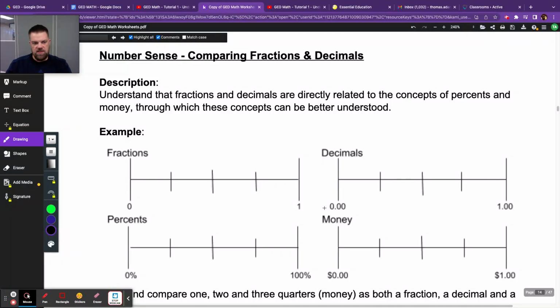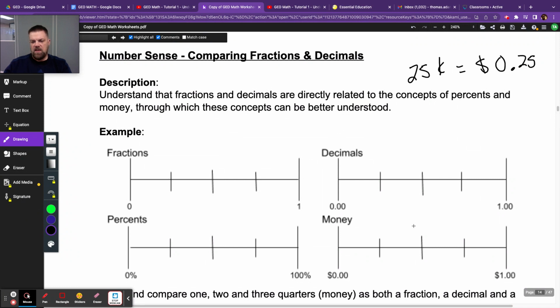All right, so there is a relationship between fractions and decimals and money and percents. So if I say I have 25 cents, and I write it that way, that's the same as $0.25.